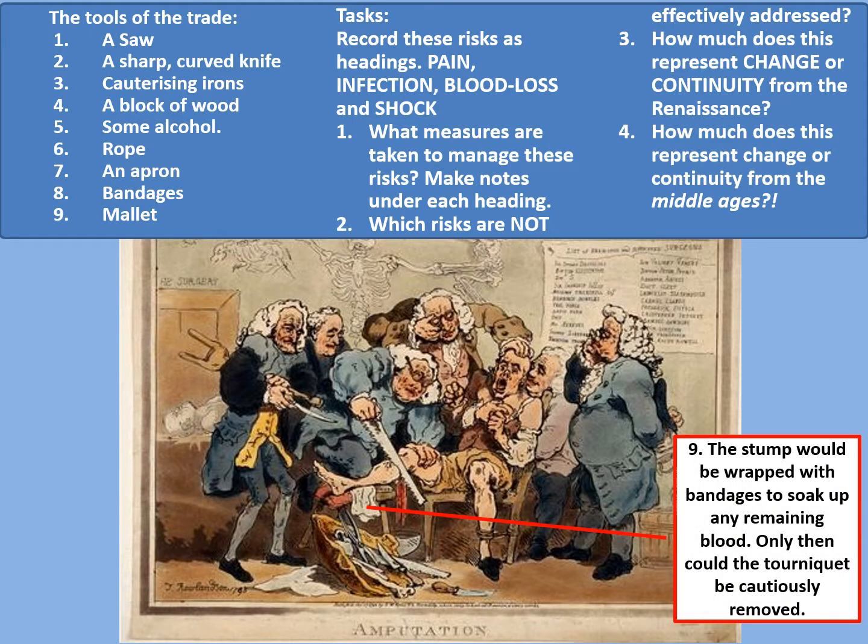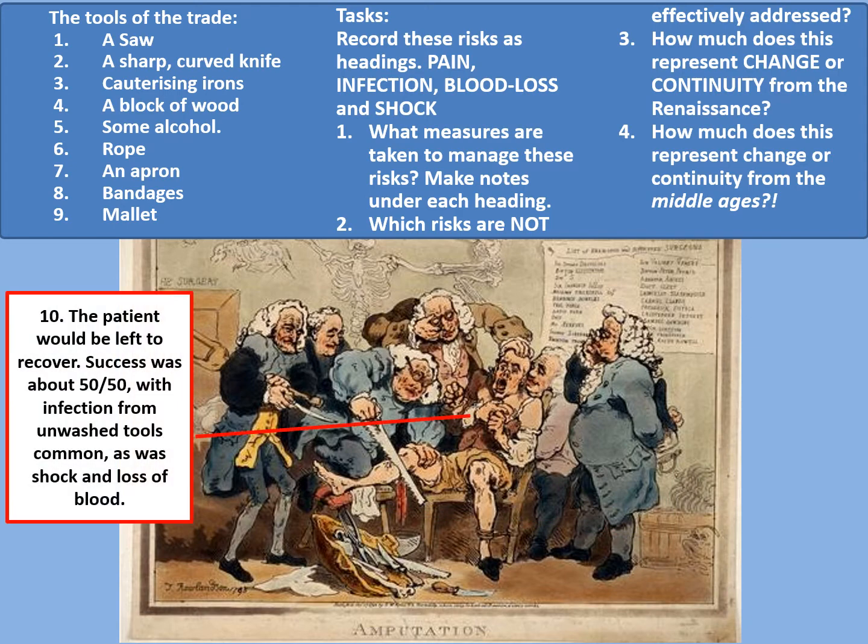The stump would be wrapped with bandages to soak up any remaining blood. Only then could the tourniquet be cautiously removed. The patient would be left to recover. Success was about 50-50, with infection from unwashed tools common, as was shock and loss of blood.